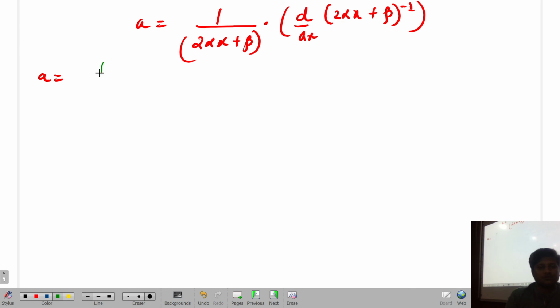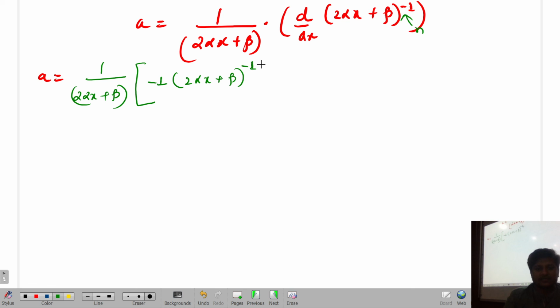Okay, it is equal to 1 by (2αx + β), with n equal to minus 1. So minus 1 times (2αx + β) to the power of n minus 1, so you will get minus 1 minus 1. Yes or no? Then again there is a constant term multiplied with x or not.